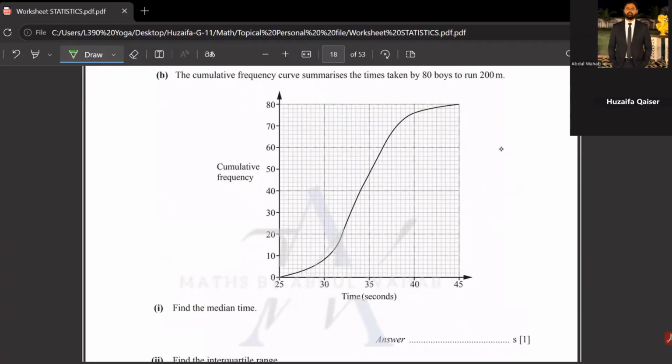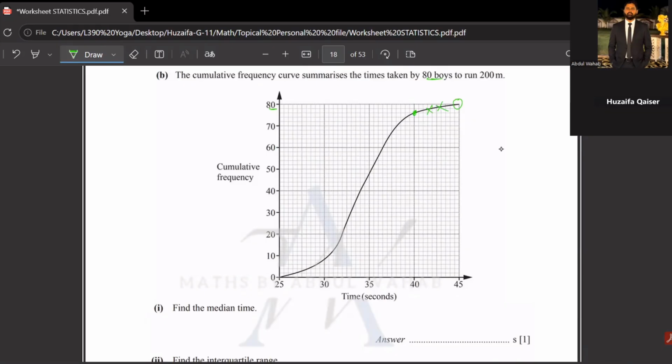So in this graph, there are 80 boys and the curve also touches at this position, and 80 boys are there and 80 is written here. Sometimes what happens, the curve is only at this position. It does not touch at this position. So you need to focus where the graph touches and where the graph ends.